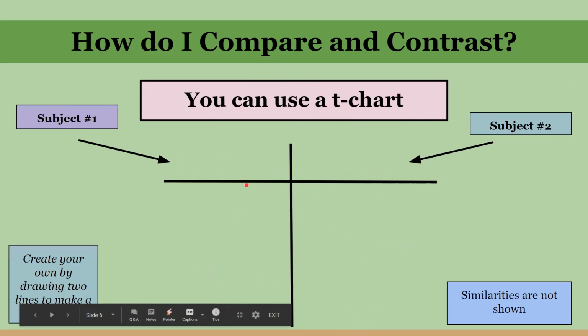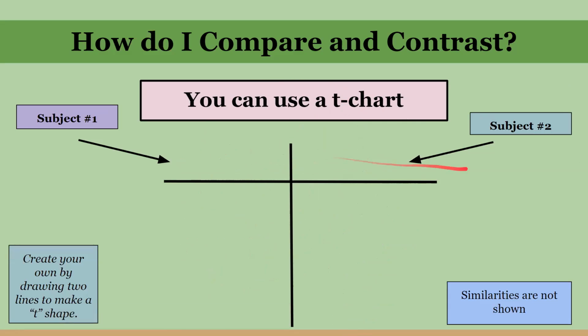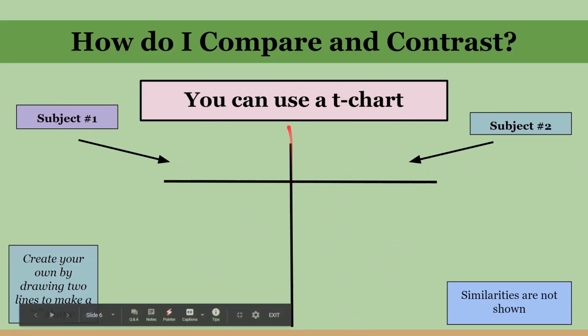And these are very easy to create. They're called a T-chart because they look like a lowercase t, as you can see. So you do a horizontal line and then a vertical line. And once again, subject number 1 here, subject number 2 here. And similarities are not shown though. So the Venn diagram would be a lot better to use if you need to add similarities to your comparisons.